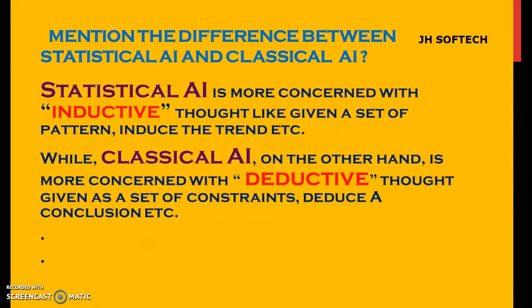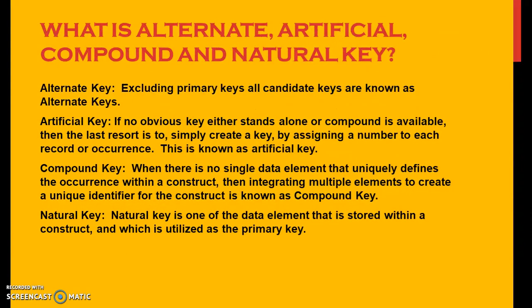Mention the difference between statistical AI and classical AI. Statistical AI is more concerned with inductive thought, like given a set of patterns, induce the trend, etc. While classical AI, on the other hand, is more concerned with deductive thought, given a set of constraints, deduce a conclusion, etc.